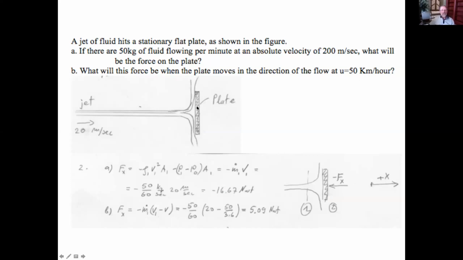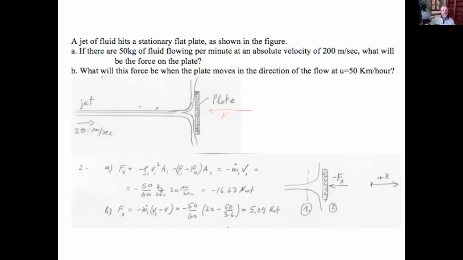So here's another one. You have a jet and it hits a plate and the plate is held in position. So the question is how much force is required to hold it in position? It is very similar to the previous problem. So how much is that force? The force. So let's see.